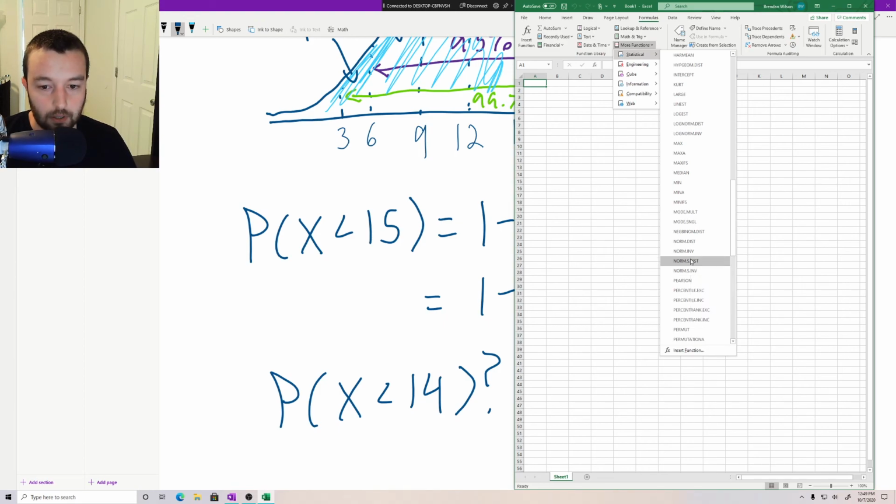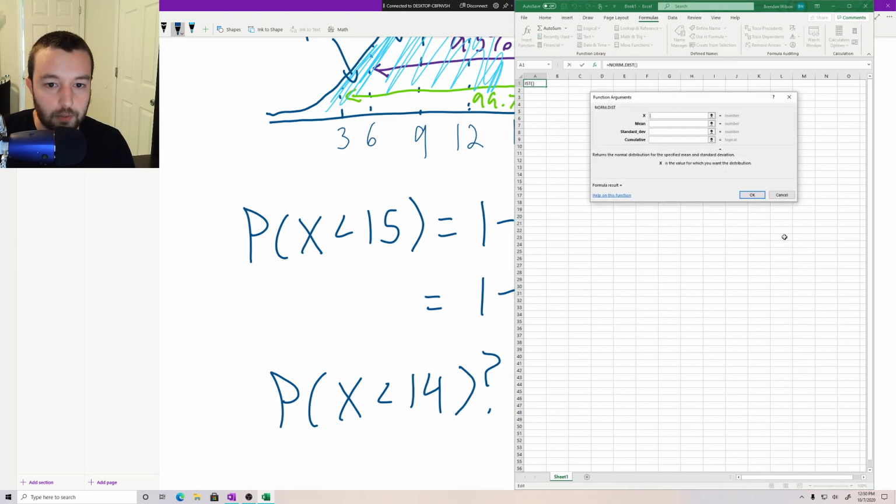So there's a few different ones here. There's normal distribution. Okay, this returns the normal distribution. The normal S distribution is the standard normal distribution. So if we're using a standard normal distribution or if we standardize our stuff, this is what we're going to be looking for. But we're just going to go with this regular normal distribution for now.